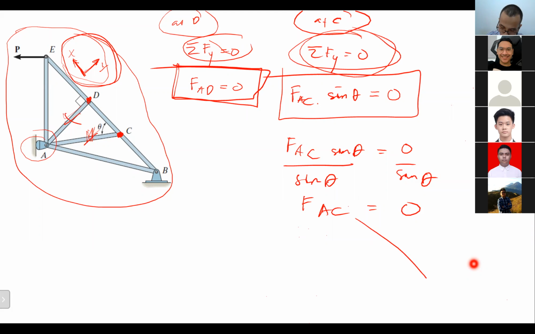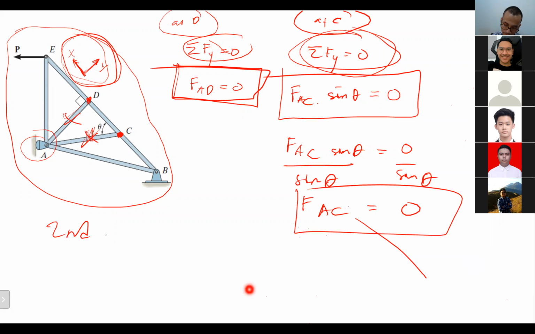So these two are zero force members, so you can delete both. Do you get it? If FAC sin theta is equal to 0, sin theta is not equal to 0, right? Then FAC is supposed to be 0. That's the thing. So FAC is 0 as well.